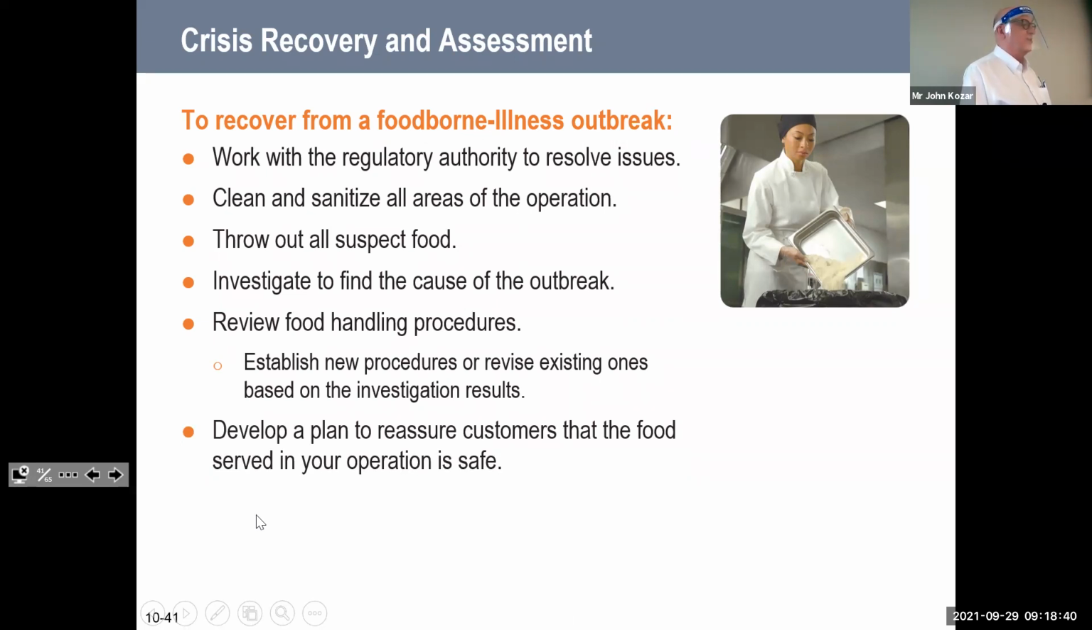Develop a plan to reassure customers that the food served in your operation is safe. And that's going to be very important.